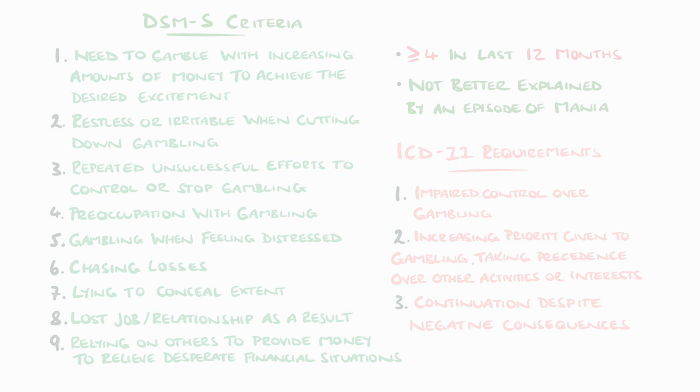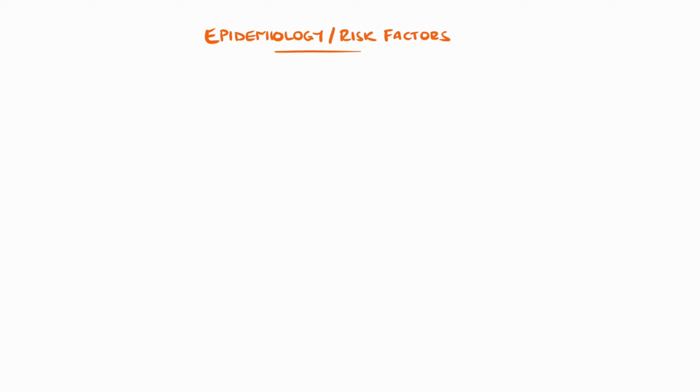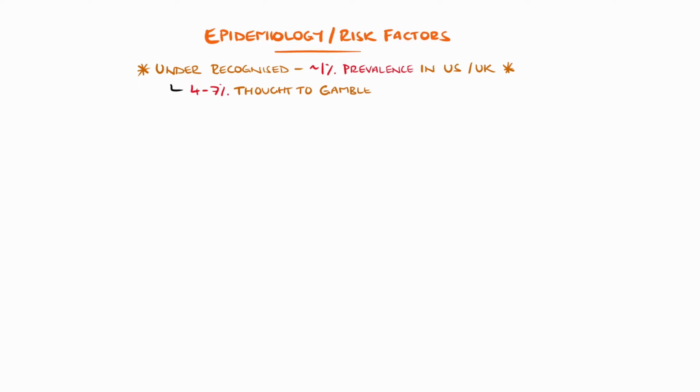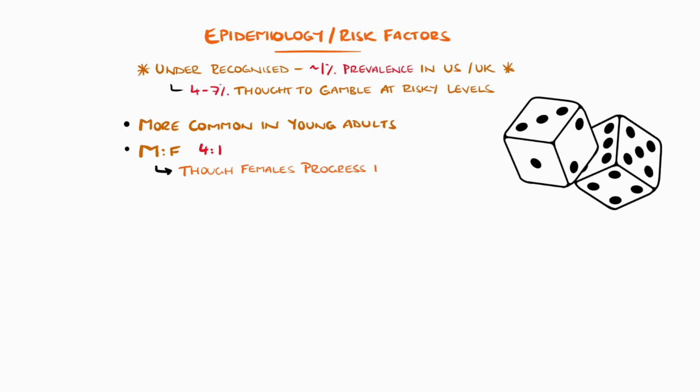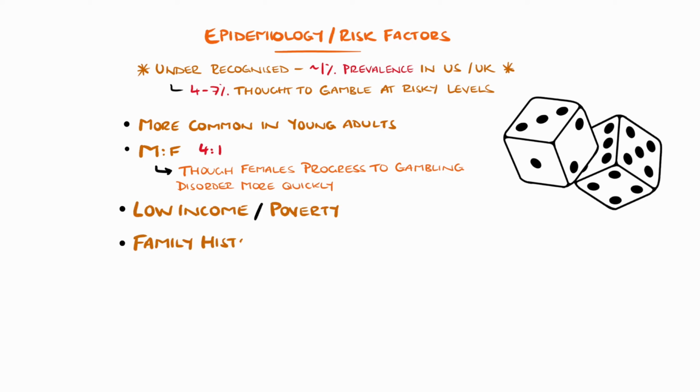It is an under-recognised condition with an estimated 1% prevalence in the UK and United States, with 4 to 7% of the population thought to be gambling at risky levels that may become a disorder in the future. Risk factors include a younger age and male sex, with males being 4 times more likely to be affected, although females can also be affected and tend to progress to gambling disorder more quickly. Low income and poverty, family history, and trauma are also thought to be risk factors.